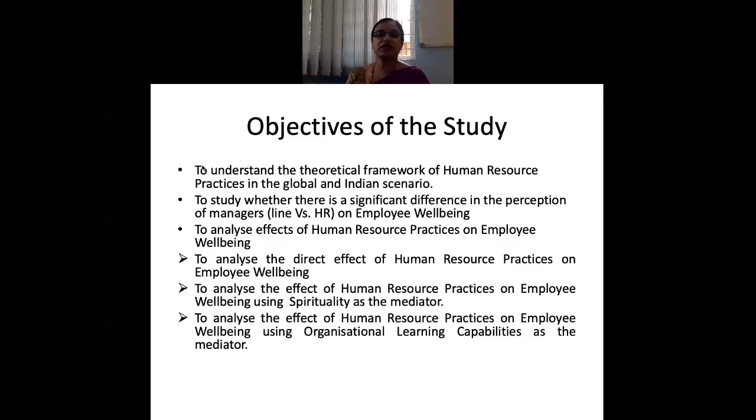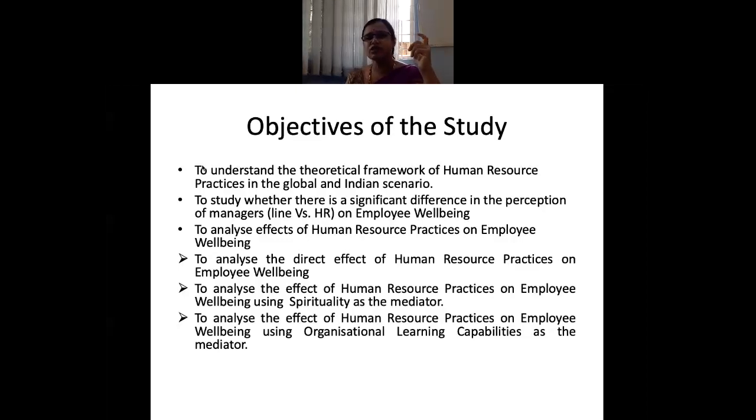The next one I have taken is to analyze the effects of human resource practices on employee well-being. Under this major objective, I've taken 3 sub-objectives. The first is to study the direct effect, and the second two use mediators: spirituality as one mediator, and organizational learning capability as another mediator. So direct effect and indirect effect. Immediately, if I use the words direct and indirect effect, it will be inferential statistics, and I will be doing an analysis based on SEM, or a path model, or mediator-moderator analysis.